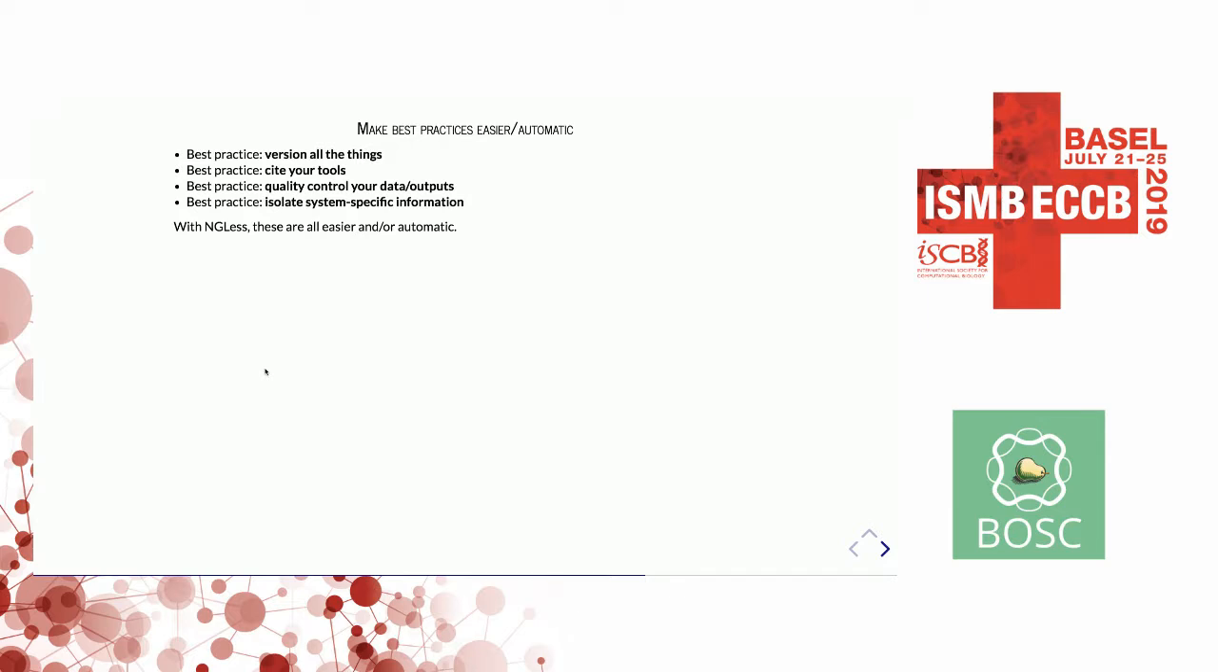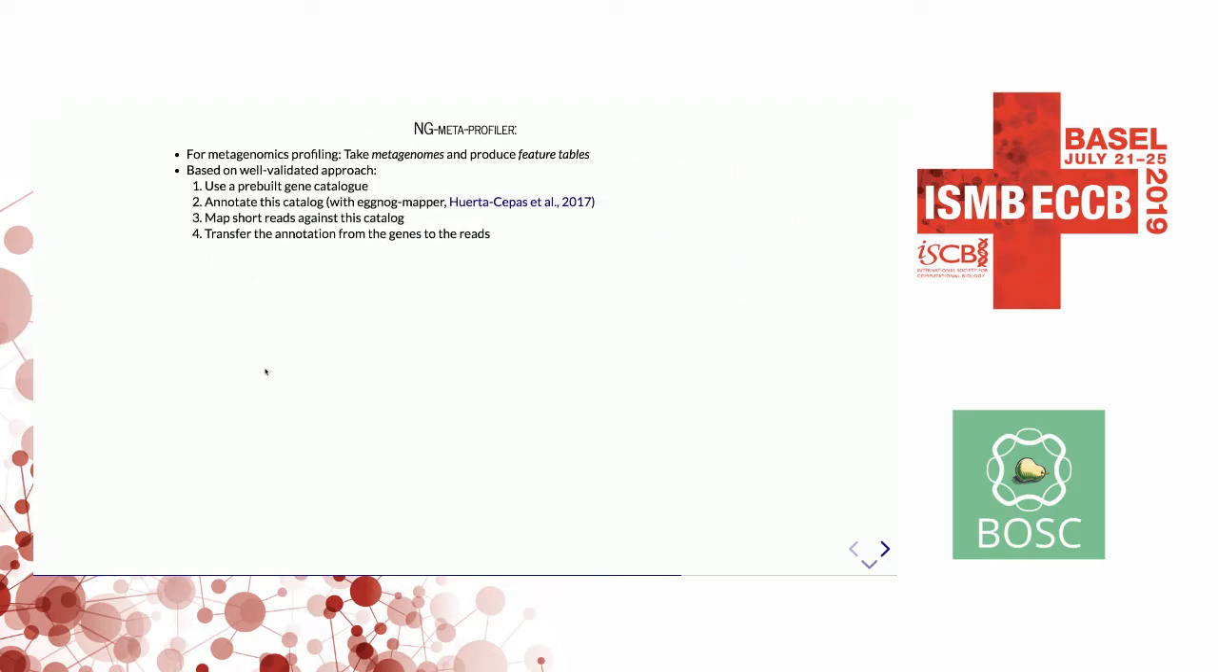So this is what I was saying. Best practice says to version all the things, but people rarely follow through. It's very hard to version, because in principle you'd have to version your whole stack. So here at least we're trying to version a small number of things and make it easy to cite. Quality control, we always do that. And as I said, we isolate the system-specific information.